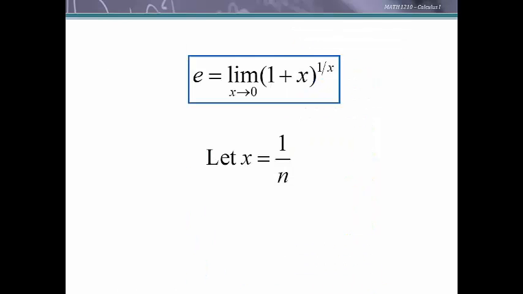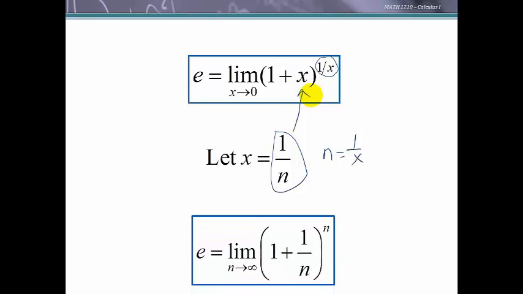Now let's look at this e, and let's do a change of variables. We're going to let x equal 1 over n. So if we had this and we let x approach 0, for this fraction to approach 0, n would need to be approaching infinity. And we also could express this as n equal 1 over x, and so we could replace this 1 over x with n, and we could replace this x with 1 over n, and we'd have another way to express the number e: the limit as n approaches infinity of the quantity 1 plus 1 over n, raised to the nth power.